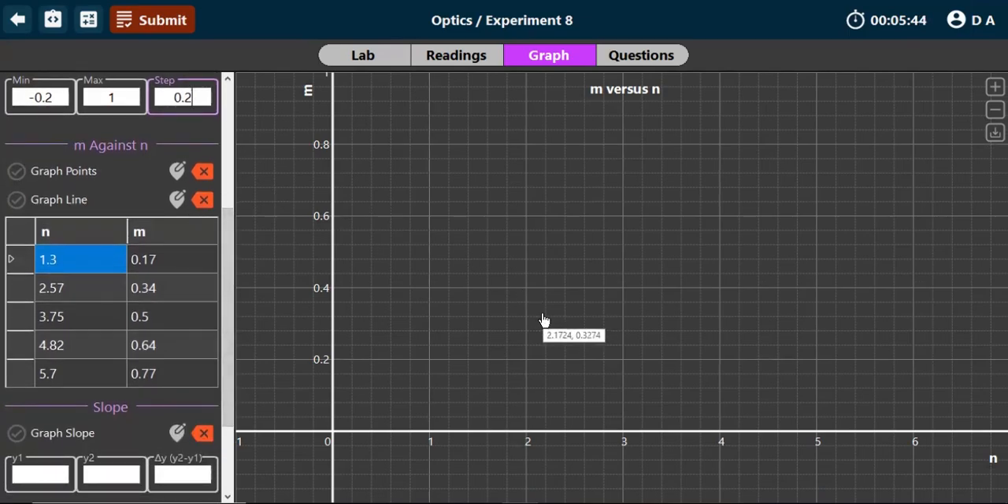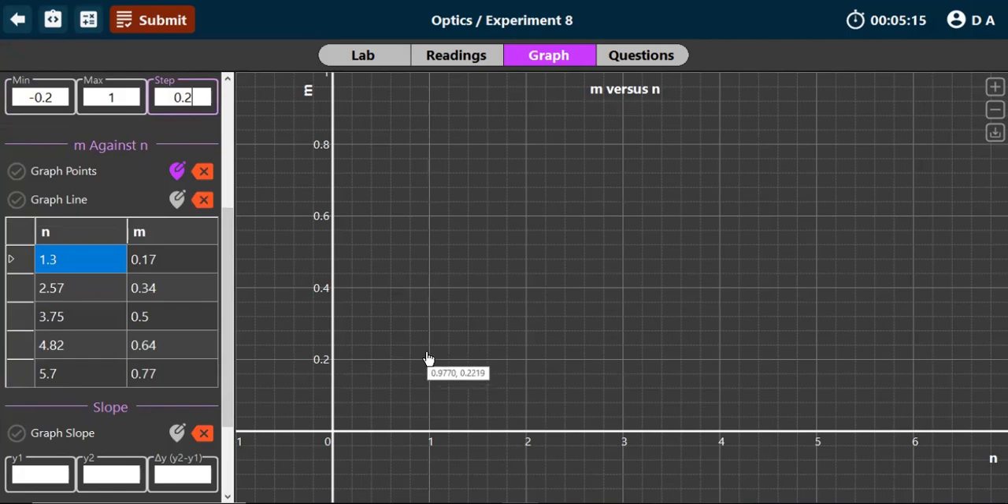Plotting is all about identifying the x and y values on this graph, then connecting the points. If you have a real graph paper, you just mark all the points where the N is 1.3 on the x-axis, and y is 0.17. So you identify and you keep crossing. Or if I'm going to use the software to plot the graph, I'm going to click on this graph points, this pencil sign.